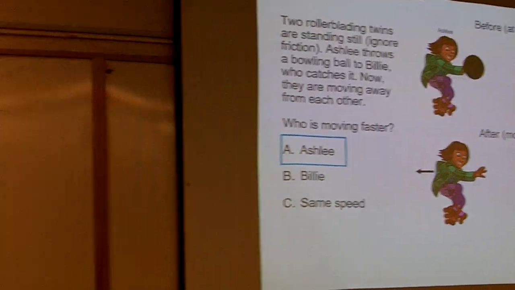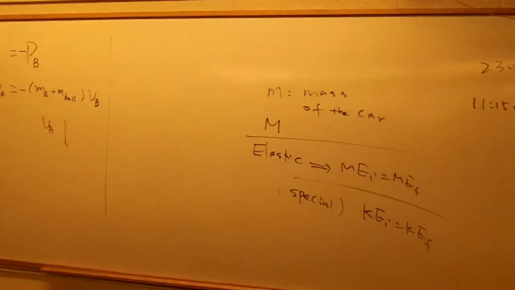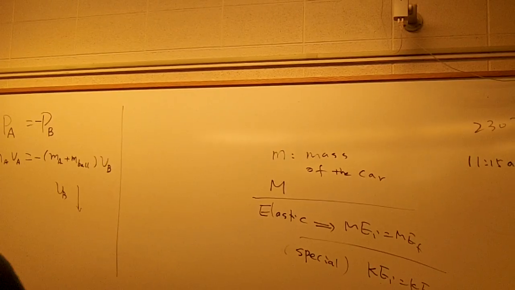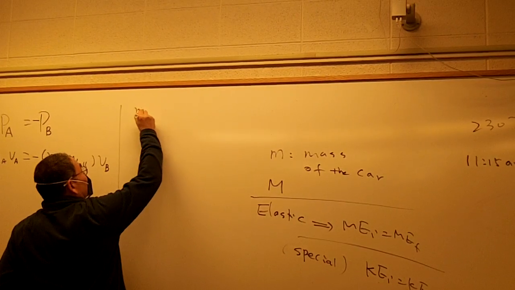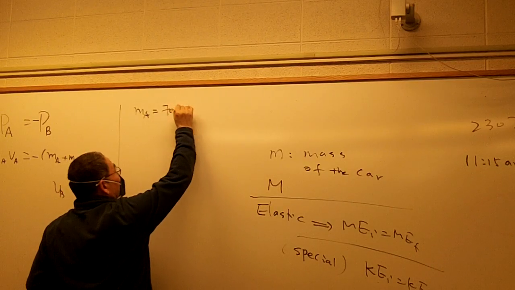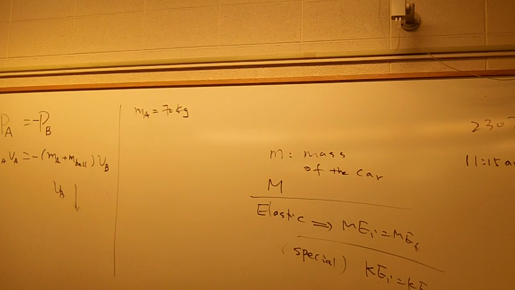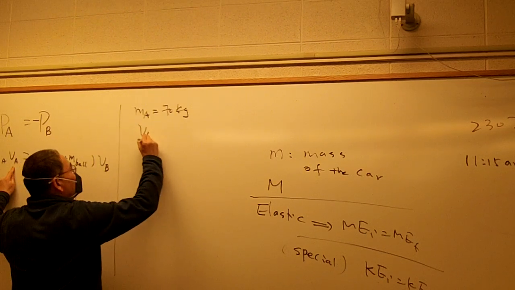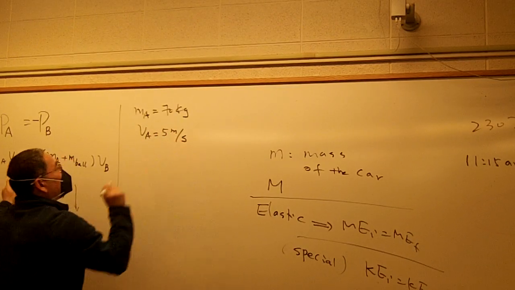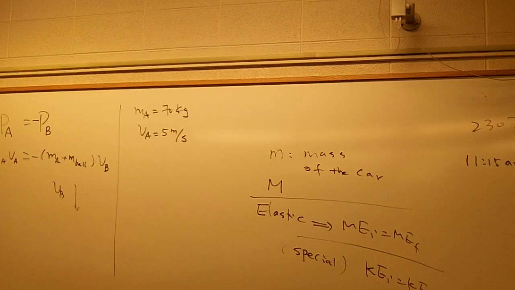Put the camera over here. So we're going to put some numbers. We invented some numbers here. So let's put the mass equals maybe 70 kilograms. How about that? 70 kilograms, and both of them the same, of course. Let's put the actual velocity, let's say 5 meters per second. Actual velocity 5 meters per second.